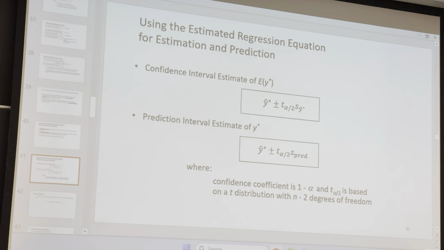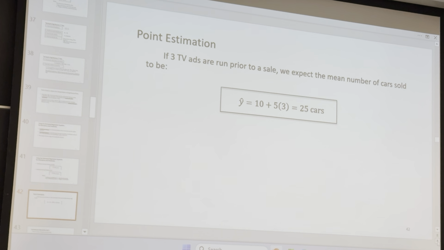So confidence interval estimate of mean value of y, this is what you are going to do over here. Of course, you are allowed to bring a crib sheet, so you can write down this formula on a crib sheet, and the prediction interval of y star, that's what you have over here. I'm going to explain these in a second. Now, what's the difference between confidence interval and prediction interval?